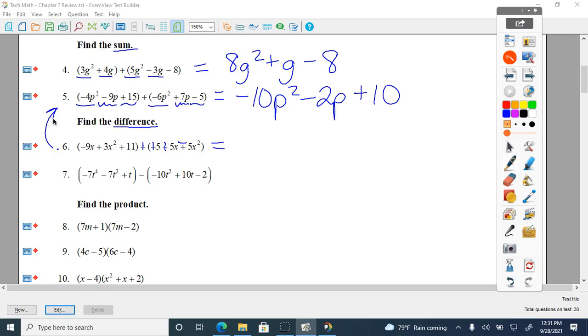Okay, so 9. So we have 3x squared and a negative 5x squared. You always start with the biggest exponents first. Okay? What will that be? Negative 2x squared. 3 minus 5 is negative 2x squared.